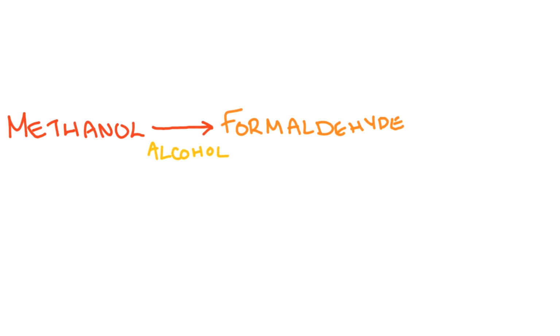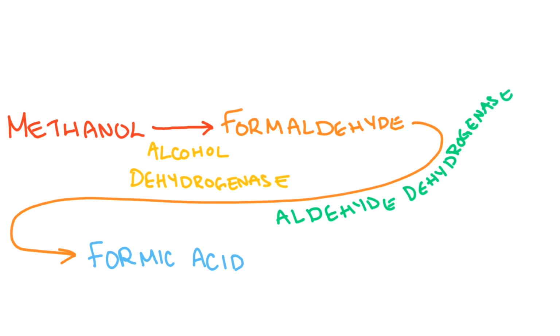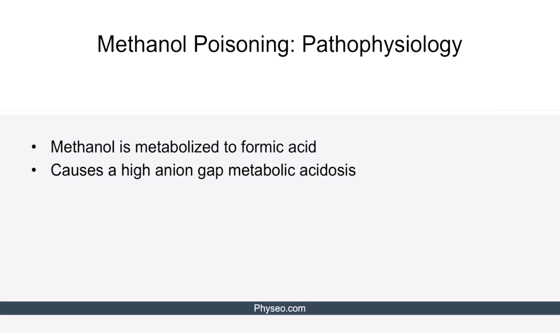Let's take a moment to draw the pathway of methanol metabolism. Methanol is first converted to formaldehyde using the enzyme alcohol dehydrogenase, and then to formic acid using the enzyme aldehyde dehydrogenase. Formic acid is the most toxic metabolite and causes the majority of the damage in methanol poisoning. Methanol is metabolized to formic acid. The formation of formic acid causes a high anion gap metabolic acidosis.